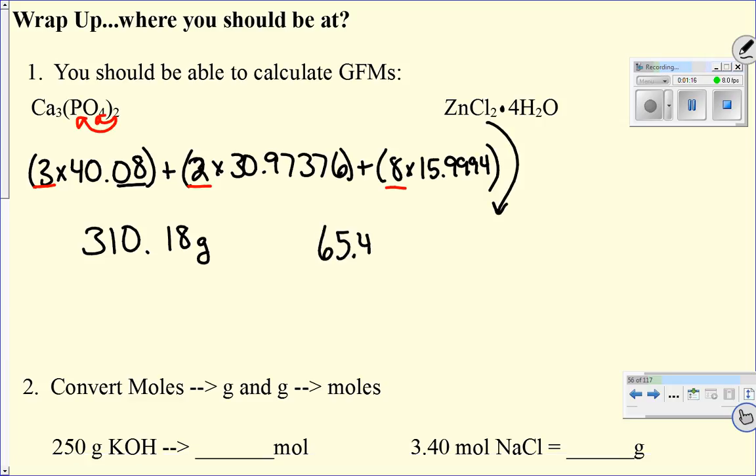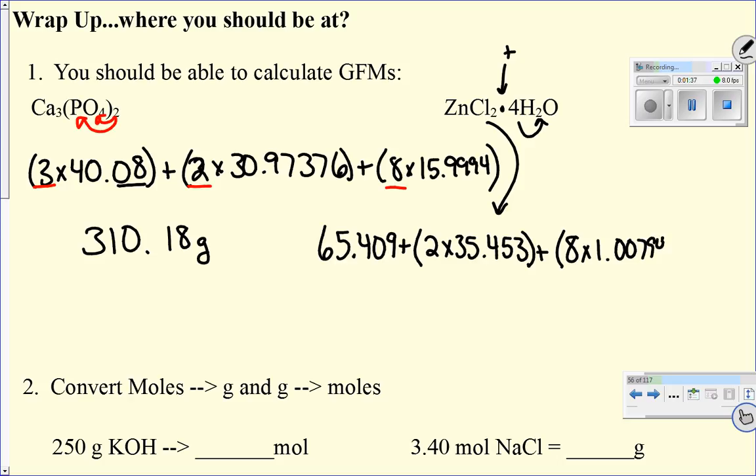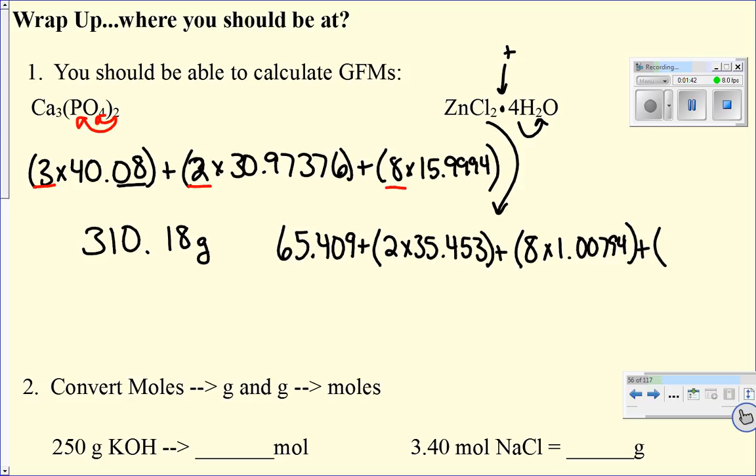Zinc's mass is 65.409 plus our 2 chlorines times 35.453 each. We have 8 hydrogens, so 4 times 2. And remember, this really just means we're adding the water. We're not multiplying it, like when you see a dot in math. And last but not least, sorry, I'm running out of a little room here. I have 4 times 1 oxygen, so I'm doing 4 times 15.9994.